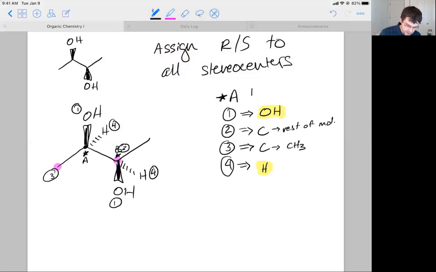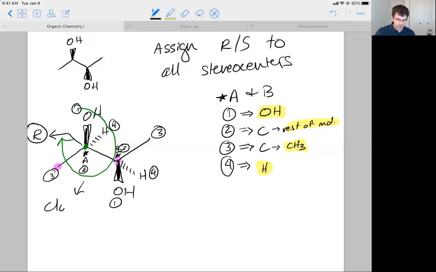Now for star A and B, we actually have the same priorities. So this gets a little confusing. We've got a 2 down here that corresponds to that stereocenter being number 2 priority for stereocenter B, then 3, then 1, then 4. All right, so focusing only on one stereocenter at a time, let's start at star A. We're going to go from 1 to 2 to 3. That looks like this is an R stereocenter because we're moving clockwise.